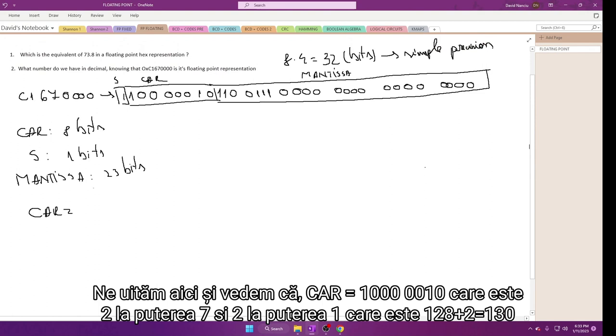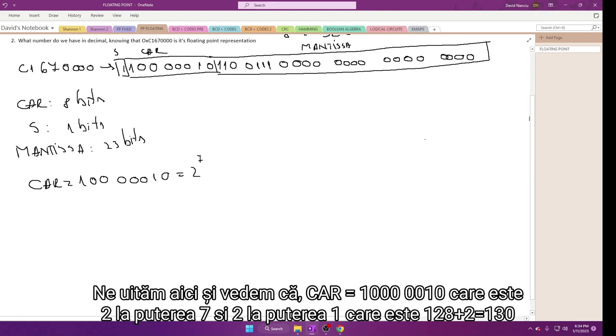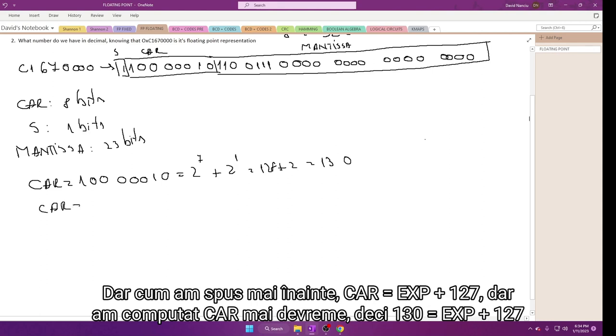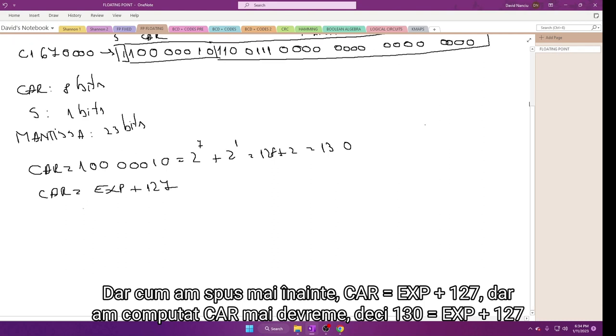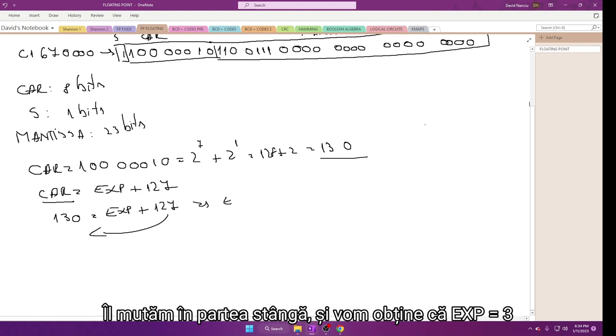We look here and we see that the exponent is 10000010. Counting 1, 2, 3, 4, 5, 6, 7, 8, which is 2 to the 7th power plus 2 to the first power, so it's 128 plus 2, which is 130. But like I said in the previous exercise, the exponent field is the exponent plus 127. But we computed this earlier, so it's now a simple equation. 130 is equal to exp plus 127. We move this to the left side and we obtain that exp is equal to 3.